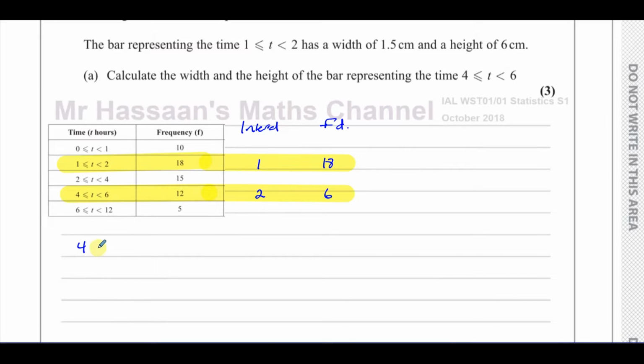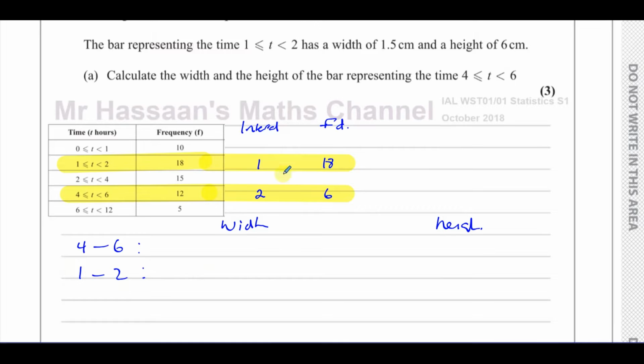Now let's put the one that we're trying to find the dimensions for on the top. So we're going to talk about the 4 to 6 bar on top. Let's first deal with its width, and then we're going to deal with the height afterwards. We have the 1 to 2 bar.